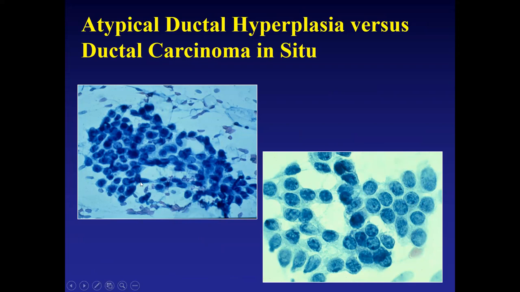You can see two cell types. You can see these spindle, larger cells associated with larger, paler epithelial cells. And in that setting, this is just a representation of atypical ductal hyperplasia. But truly, these are difficult to diagnose in everyday practice of breast cytopathology.